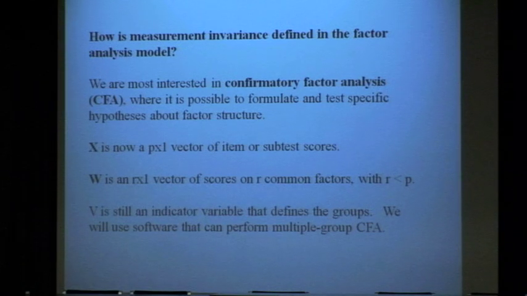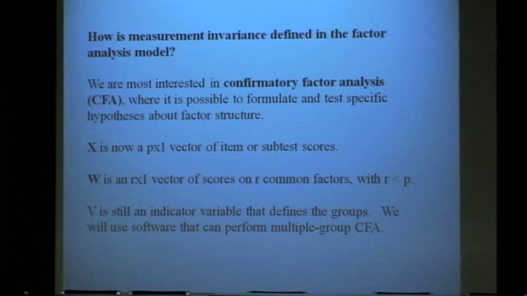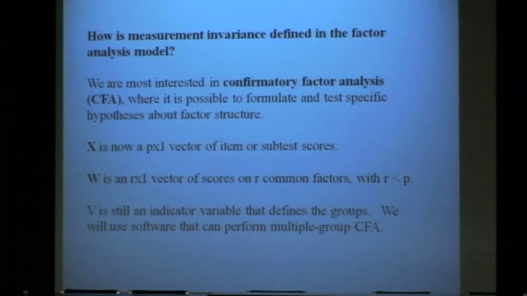Then V is the indicator variable that defines groups. And we're going to use a method of confirmatory factor analysis that allows you to analyze multiple groups simultaneously. Most of them do nowadays. So that isn't a requirement that's very dire. So here's one of those slides where I have a little more technical detail, but I promise there won't be too many of them.